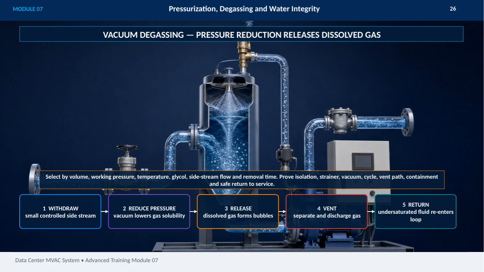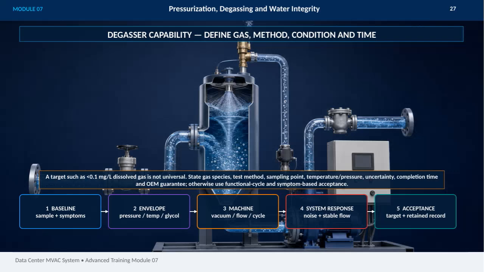It's crucial to select the process parameters carefully based on volume, working pressure, temperature, glycol content, side stream flow, and removal time. Also, always verify isolation, check the strainer, vacuum cycle, vent path, containment, and ensure everything is safely returned to service. This slide outlines the critical aspects of Degasser capability, focusing on defining the gas, the method, the condition, and the time involved.